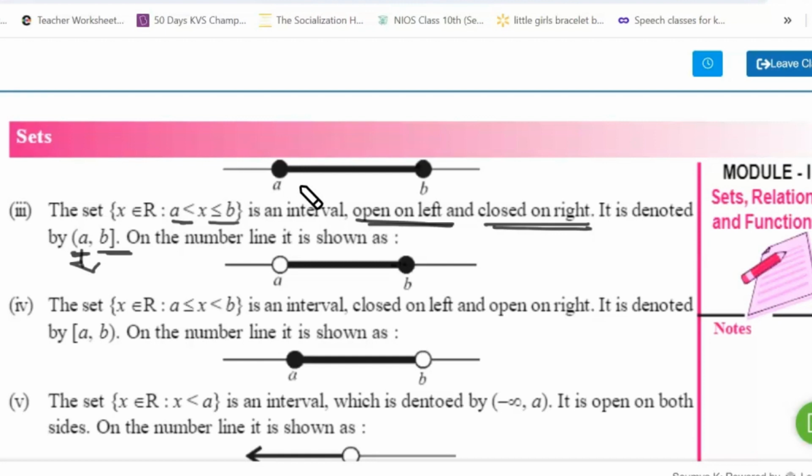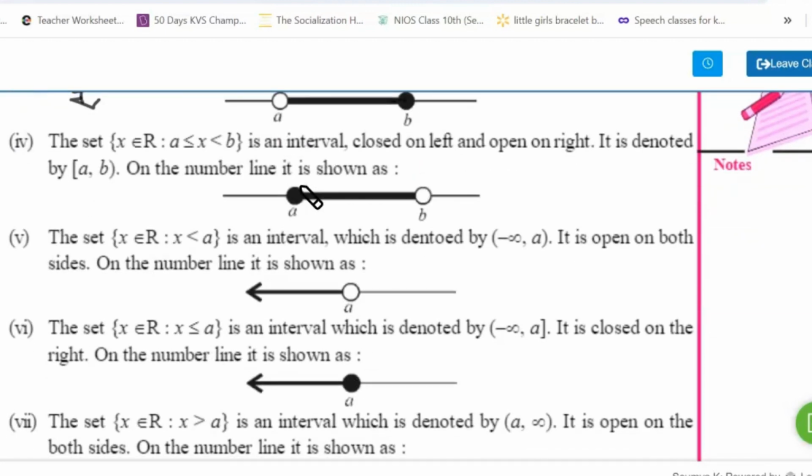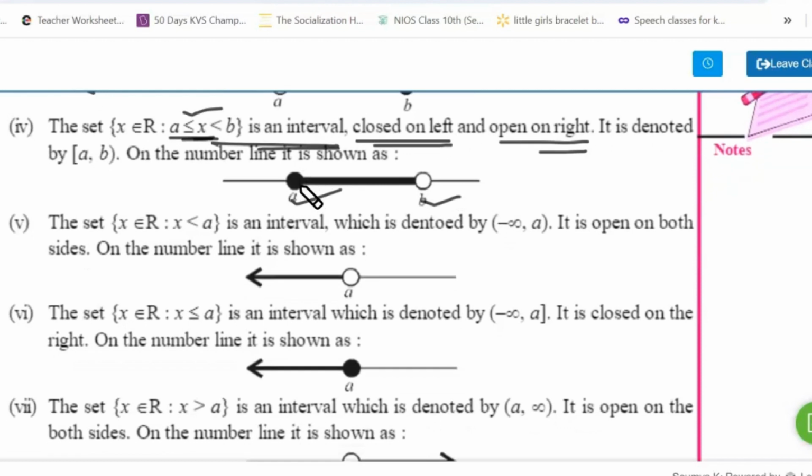This is another type, and again it comes under finite interval. The next interval is closed on the left and open on the right. Similar to the previous one, just the opposite. A is included, b is not included. You can see from the symbol what it is given. A is included and b is not included. Okay. Next one.